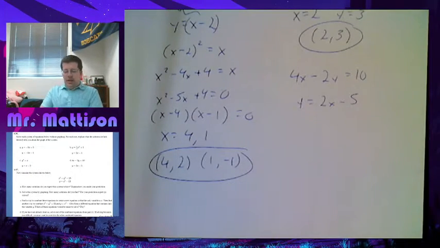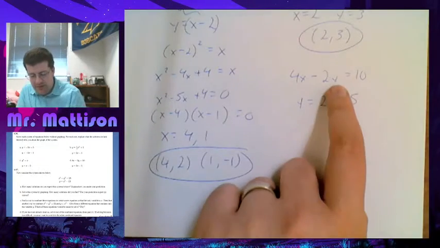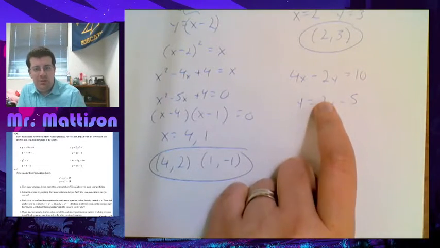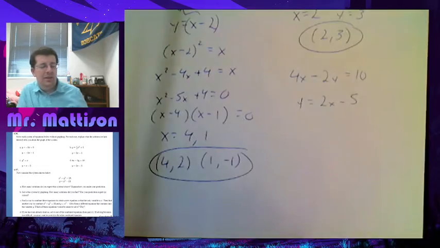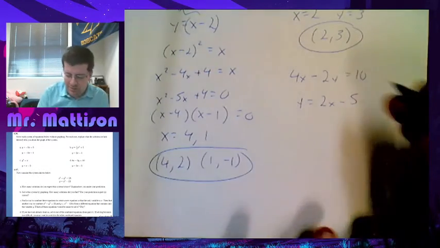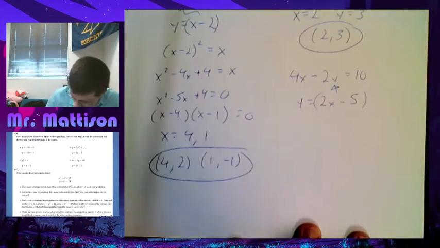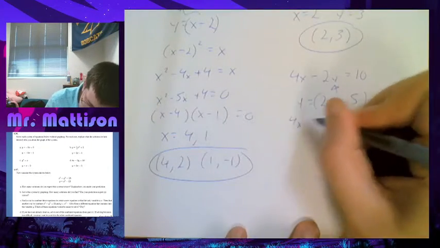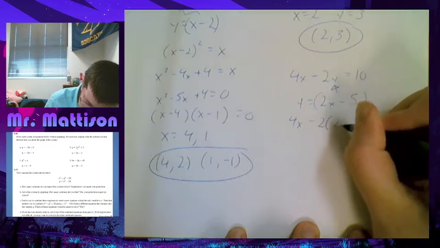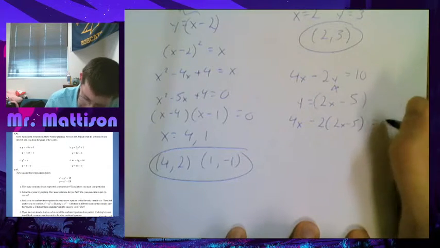So I could try and sub this in for the y, or I could try and move this over and then do the addition method. I'm going to plug all this into the y. That seems like the easier route here. So I'm going to do that. I have 4x minus 2 times (2x minus 5) in parentheses equals 10.